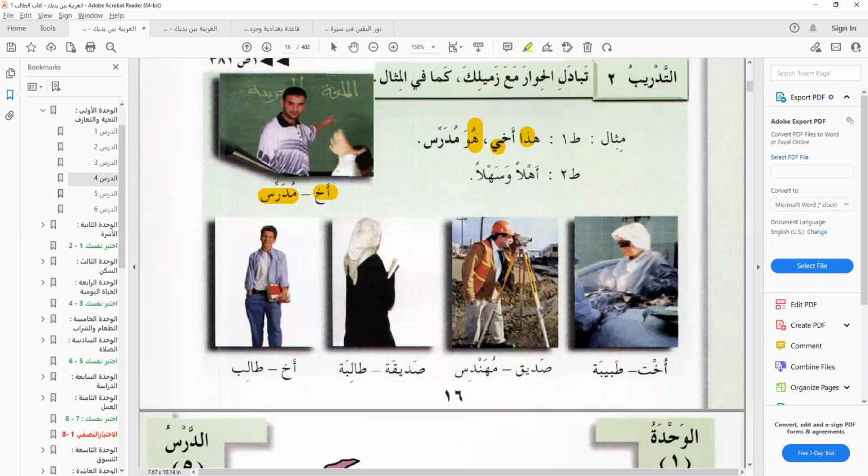أهلا وسهلا. Then for أخت, it will be هذه أختي هي طبيبة. Then هذا صديقي هو مهندس. Okay. هذه صديقتي. This is my female friend. هي طالبة. Then we have أخ. هذا أخي. هو طالب. Okay.